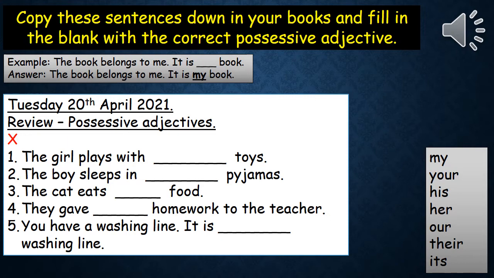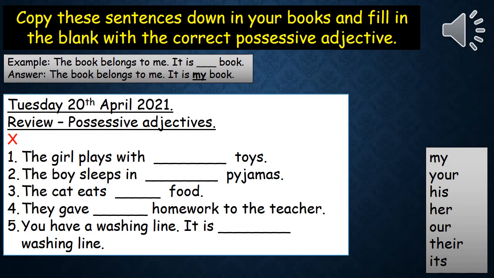So boys and girls, we need to look at the square in white. Make sure you copy the date correctly. Grade 1Bs, remember it's Wednesday the 21st of April, so please use the correct date. Grade 1As, you will use Tuesday the 20th of April. Alright, make sure you copy the dates. The title for today is going to be easy. We're going to do review possessive adjectives.